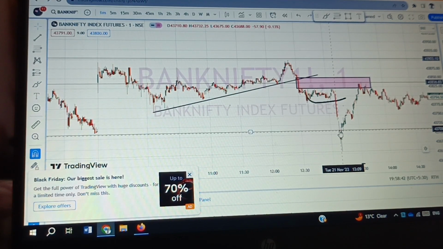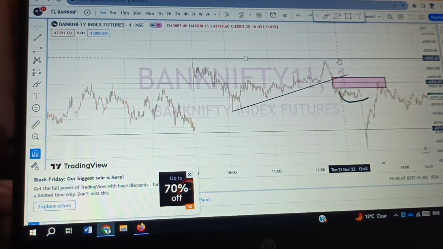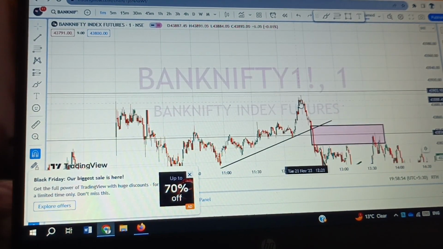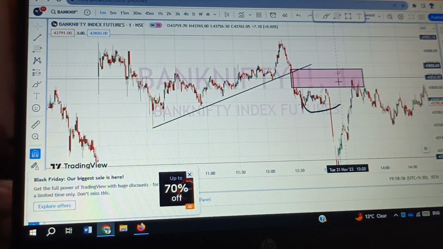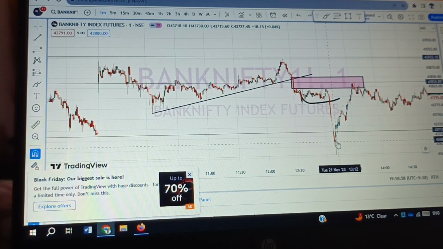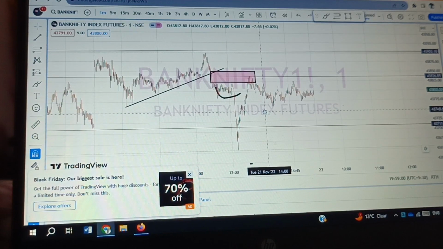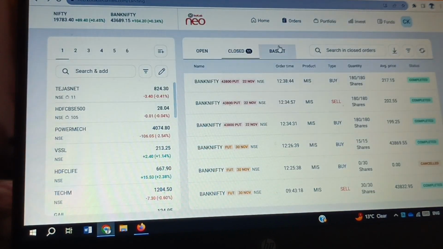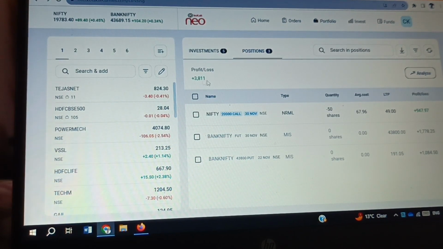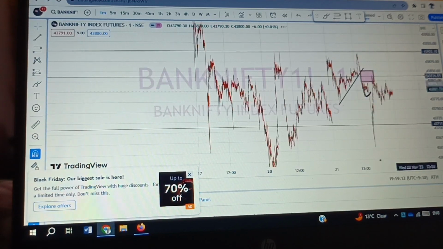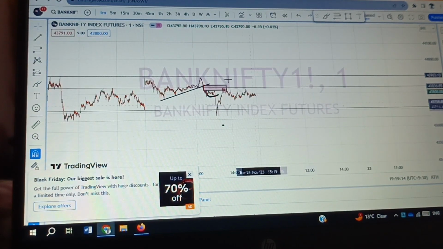I had the profit line marked at 43,710, and this was the line I had kept for the stop loss. 43,910 was my stop loss. The price just came near to my stop loss, but luckily it did not hit it. And luckily my profit was booked here. You can see the profit booked today was around 3,800 rupees. So I hope you understand the logic behind these trades that I have been doing.